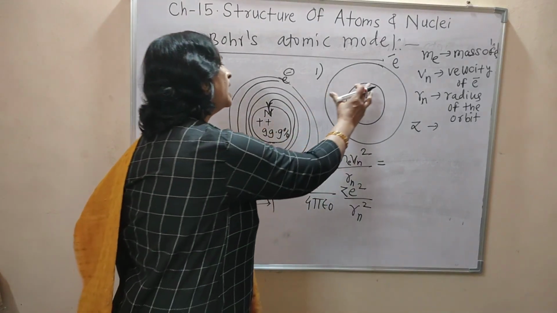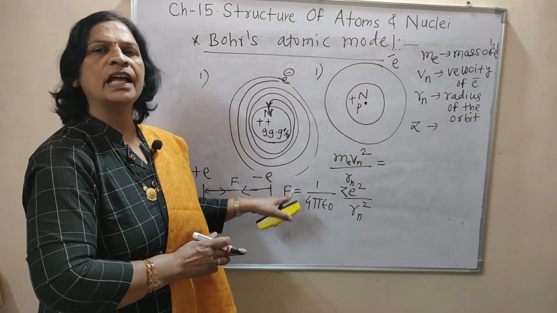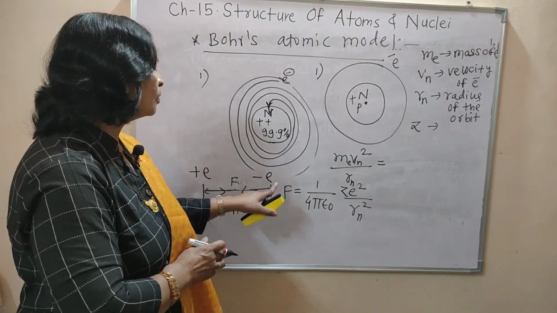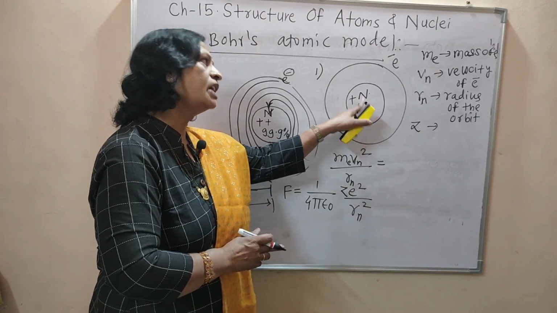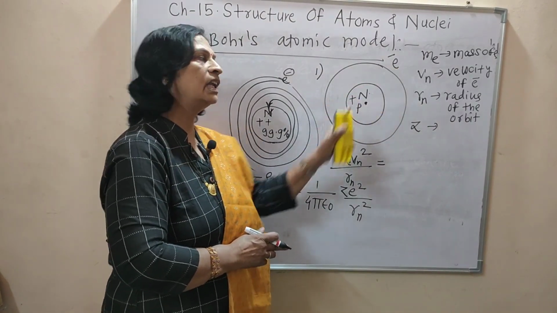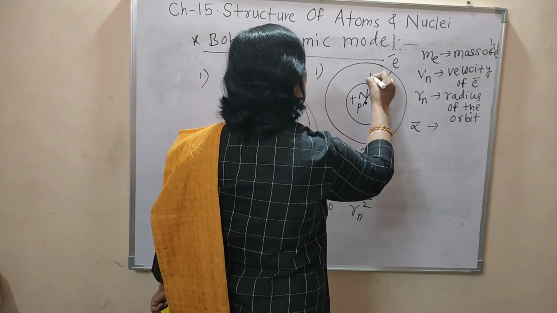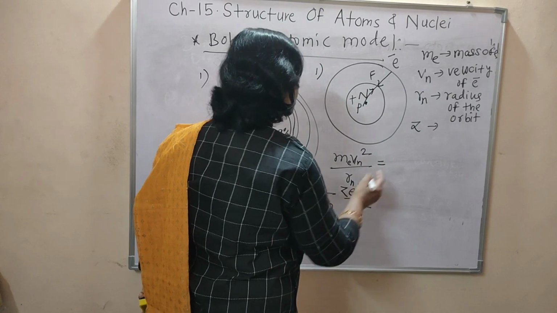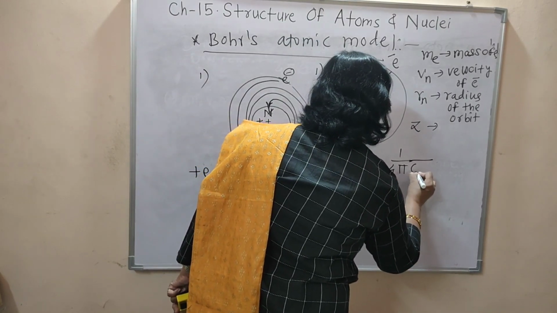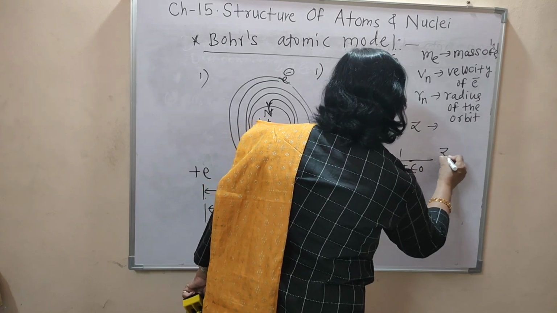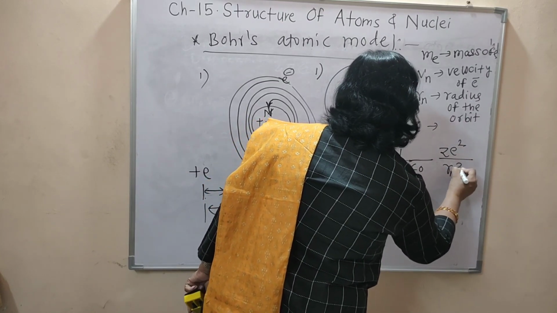Now this centripetal force is balanced by the Coulomb force, that is, the electrostatic force of attraction between the positively charged nucleus and the negatively charged electron. The force of attraction between these two charges is equal to this one and is balanced by the centripetal force, and this is the first postulate of Bohr's atomic model.